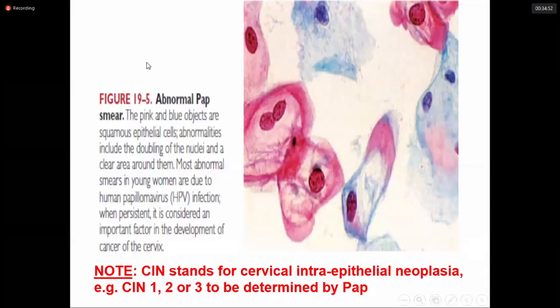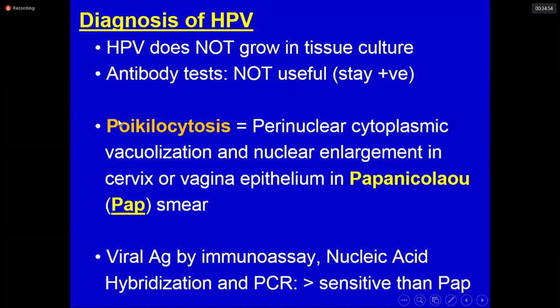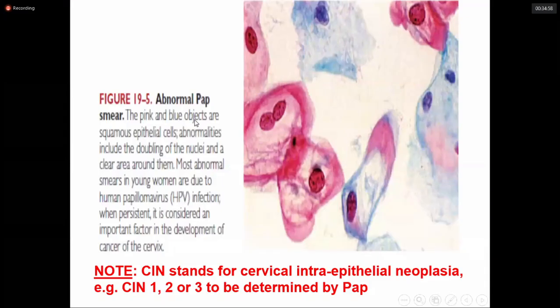This is the pap smear, abnormal. And I said poikilocytosis. Look at the poikilocytosis. You may get two nuclei in the cell. You may get vacuolation around the nucleus, different shapes. So the pink color and the blue are squamous epithelial cells. Abnormality, double nuclei, a clear area around them.